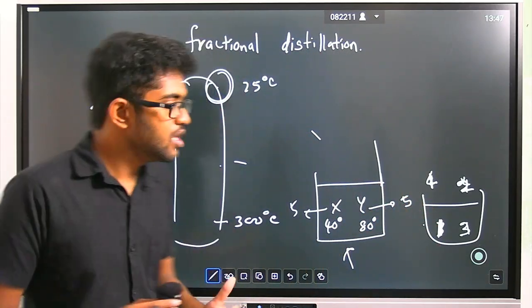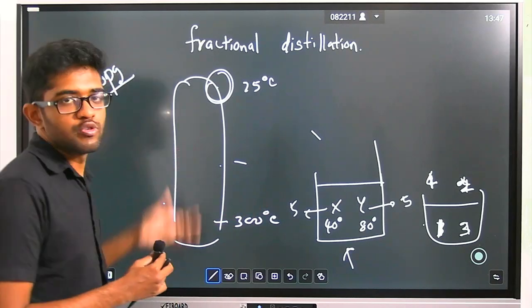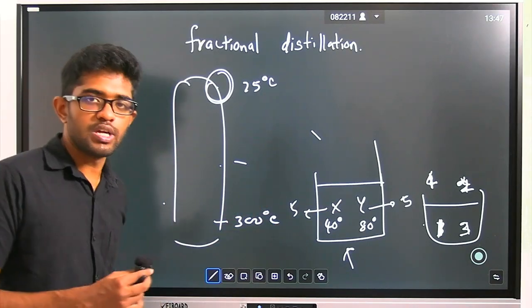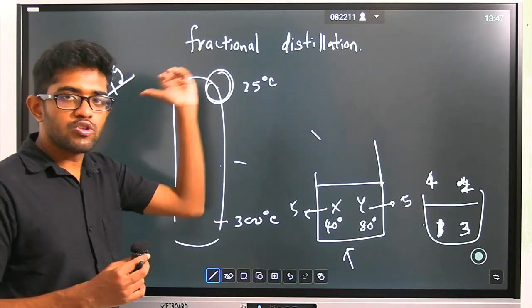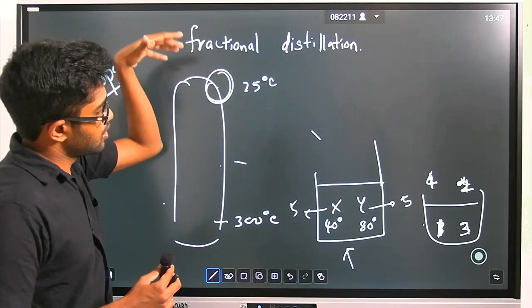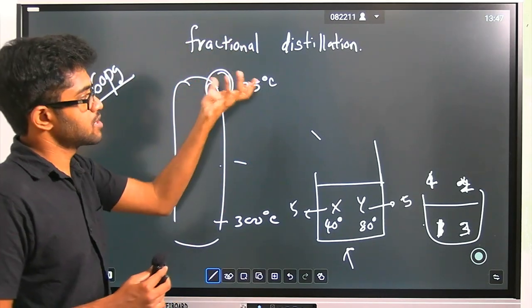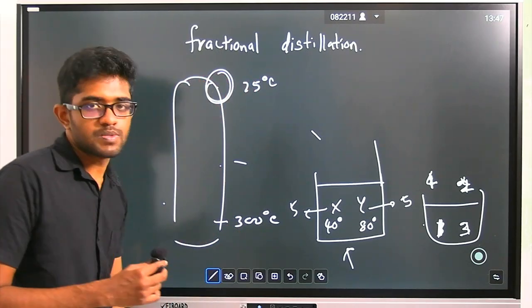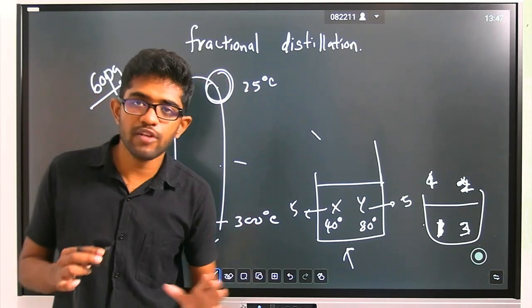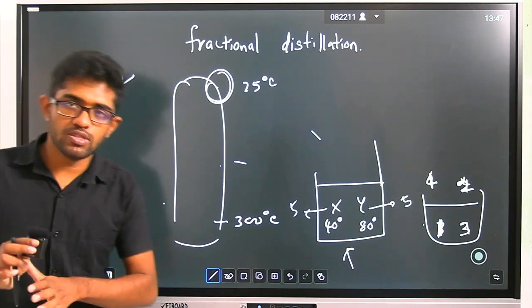But apart from that, when you have more than two components, you need to use a column. You can't just use it in a small container. Then you need to have several levels which you can see. And comparing those levels, the boiling points of more volatile substances will be collected here. Less volatile substances will be collected here. That's more than enough to explain your questions, right?